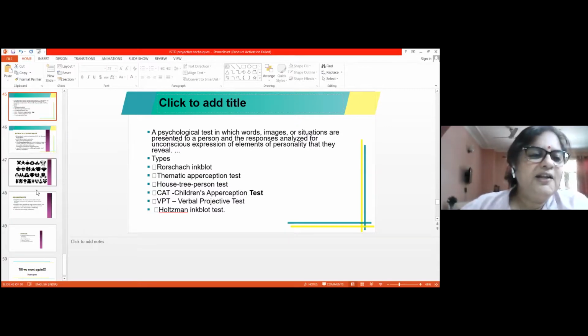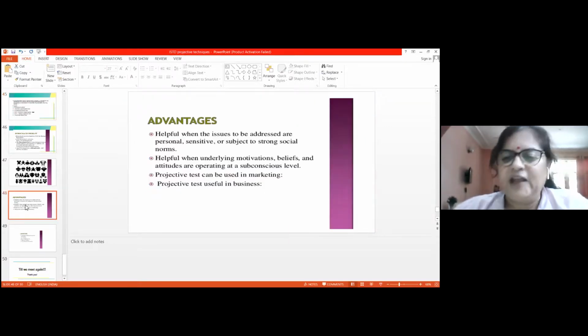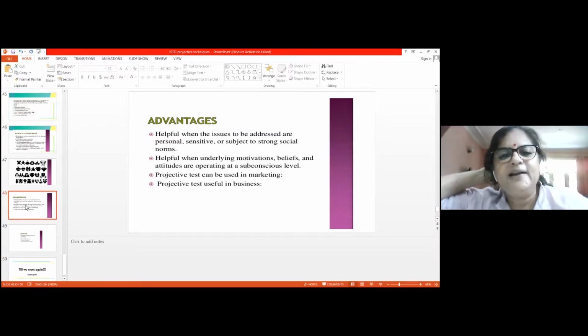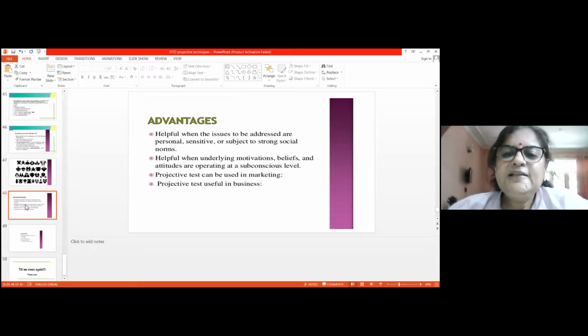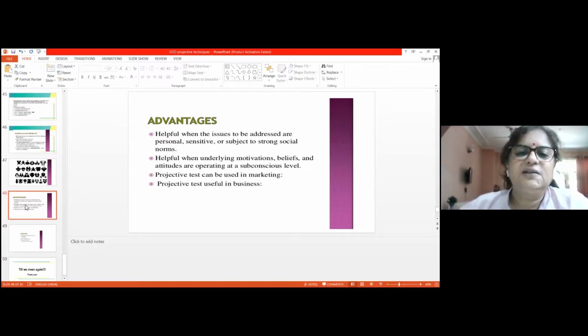Now, the advantages of using a projective technique is that it is helpful when the issues to be addressed are personal, sensitive, or subject to strong social norms. It is helpful when underlying motivations, beliefs, and attitudes are operating at a subconscious level. Projective technique can be used in marketing. Projective tests are useful in business.